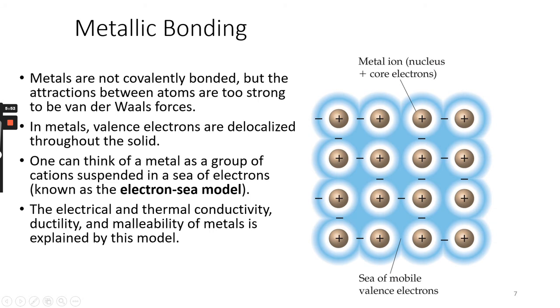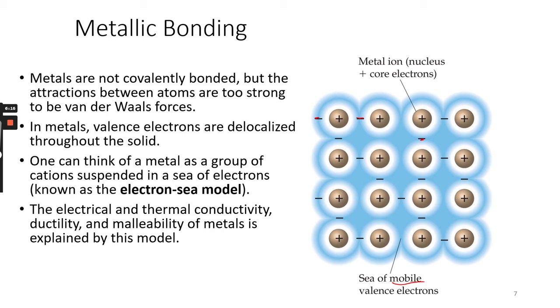So let's talk about metallic bonding. We always say it's a sea of electrons, but what does that really mean? So you have your positive nucleus and core electrons are kind of in these circles. Then your valence electrons are kind of dispersed throughout. They are free to move. They are mobile. They are not stuck to one of the cores. They are free to move, okay?